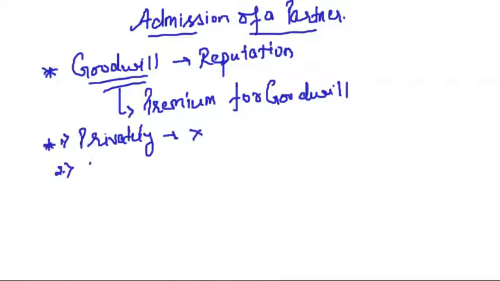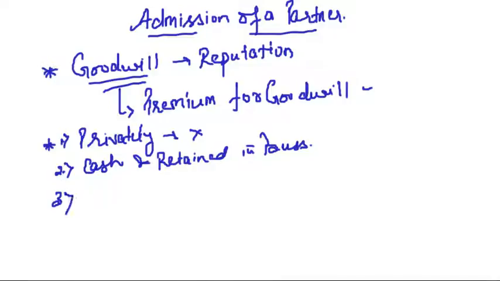Second, to be paid in cash and retained in business. Then the premium for goodwill will be brought in cash, and that premium for goodwill will be adjusted through the partners' capital accounts. Why through partners' capital accounts? Because as per Accounting Standard 26, it is not to be shown in the balance sheet of the firm. Therefore, it has to be adjusted through the partners' capital accounts.